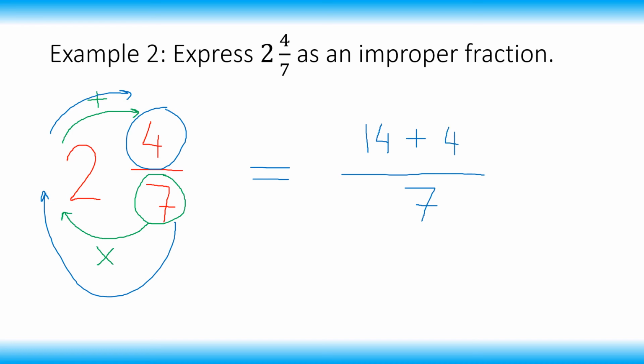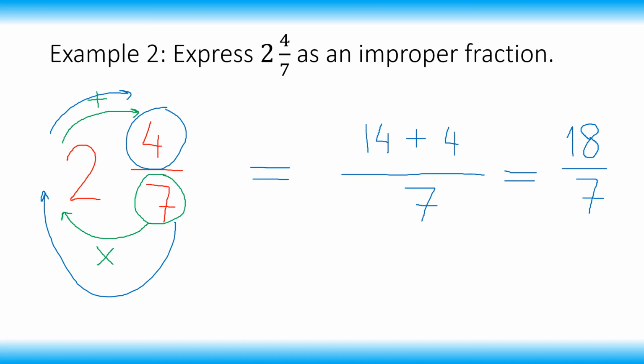So I'm writing this in a couple steps. So we get 14 plus 4. So we know 14 plus 4 is 18. So we can write this out as 18 over 7. And that's our improper fraction.